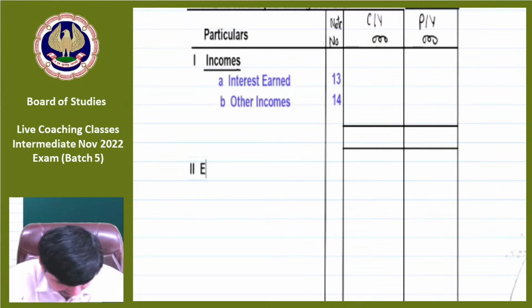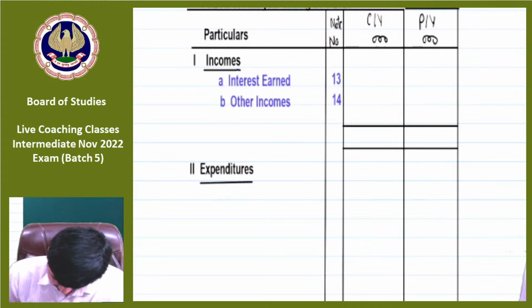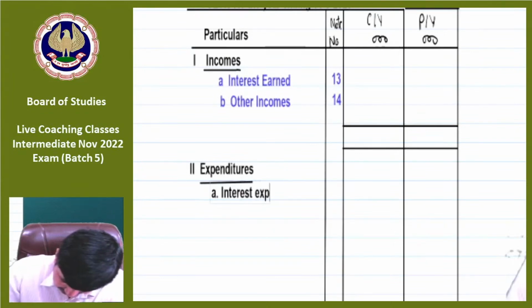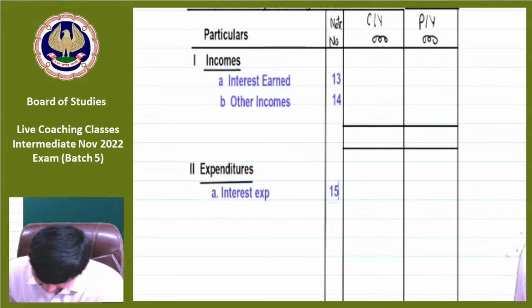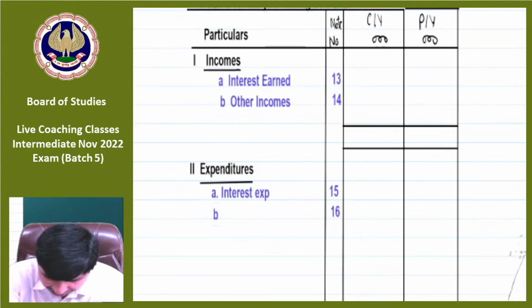Expense, expenditures. Okay, then A, interest expense. Give schedule number 15 and then 16 number 2. Please do practice with me.